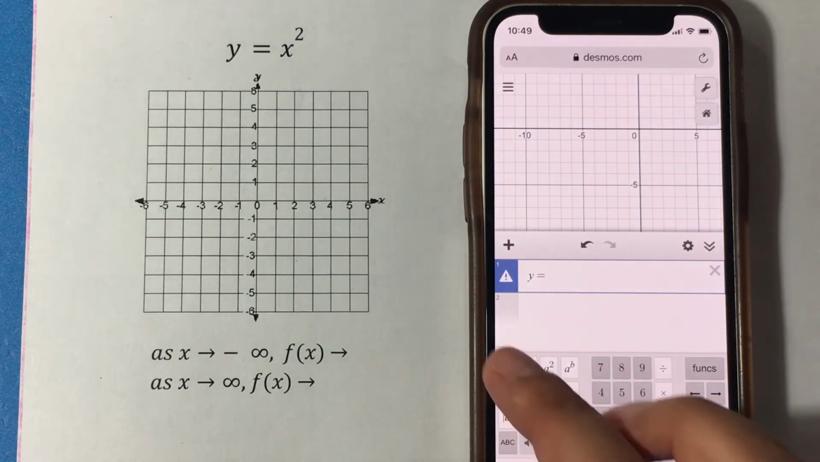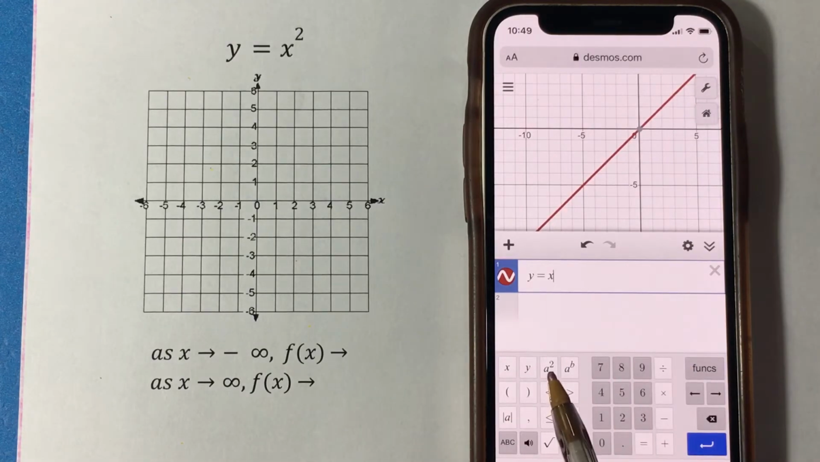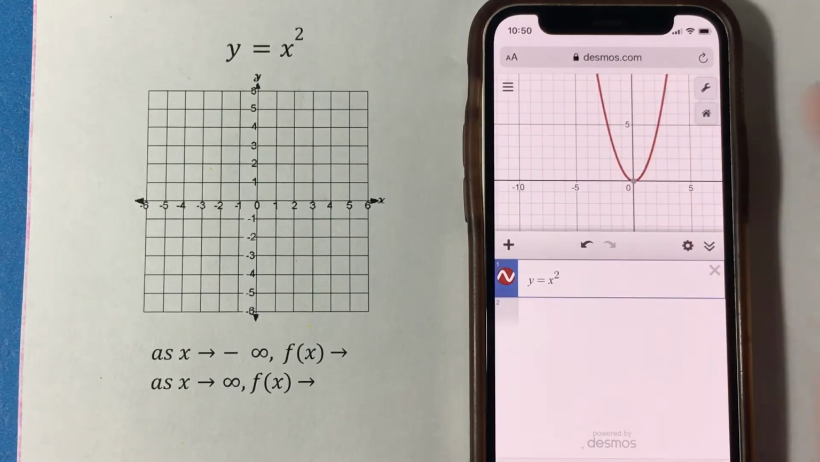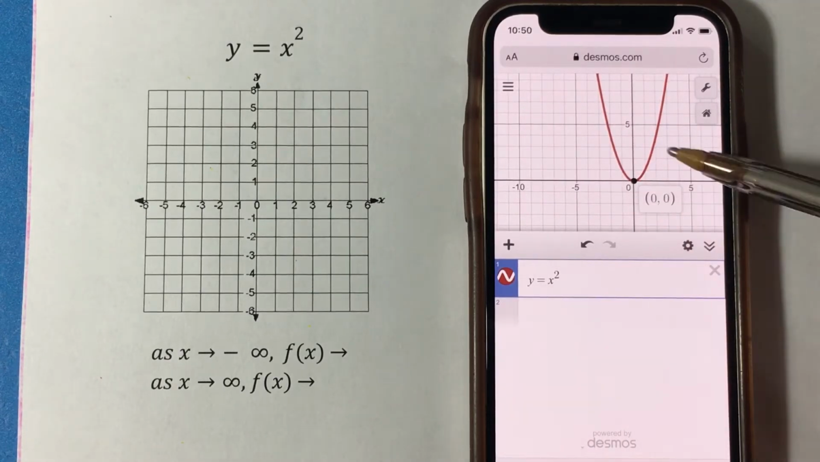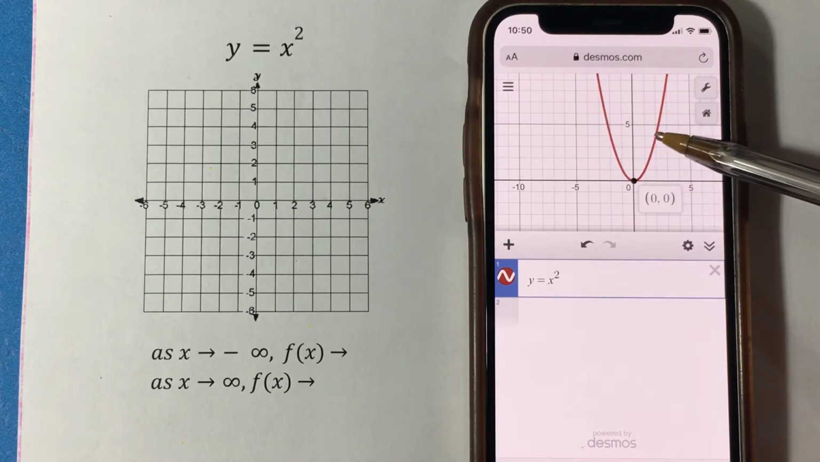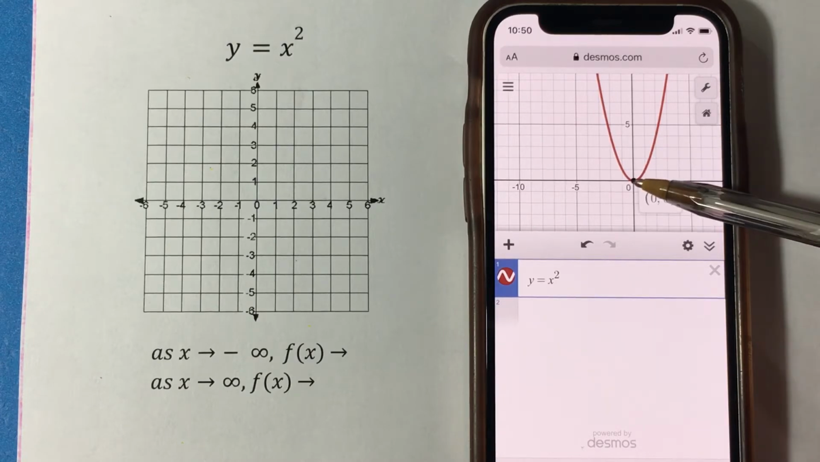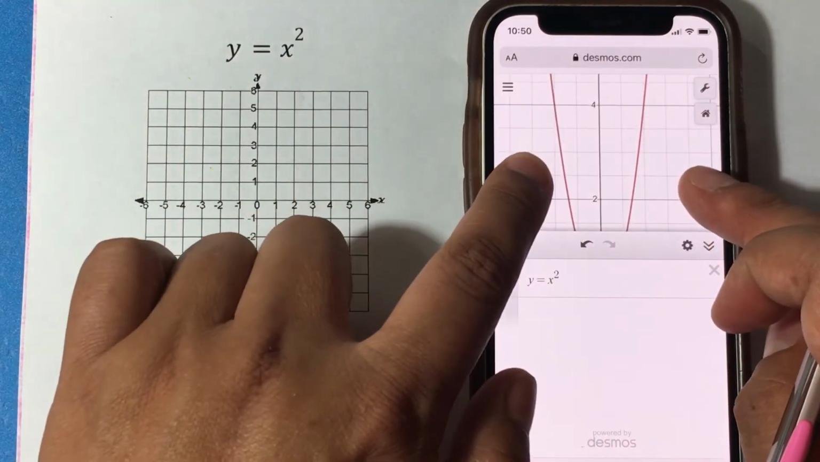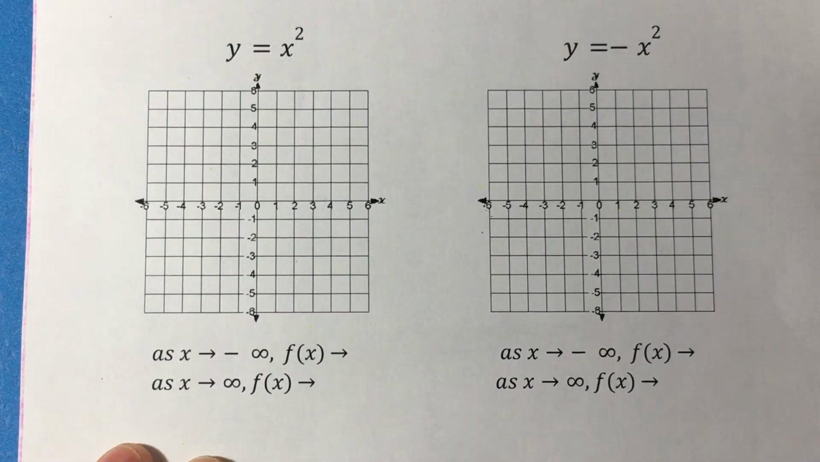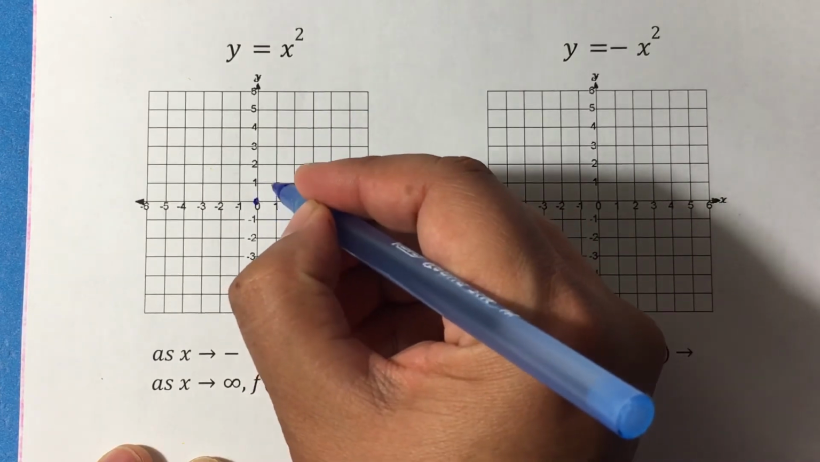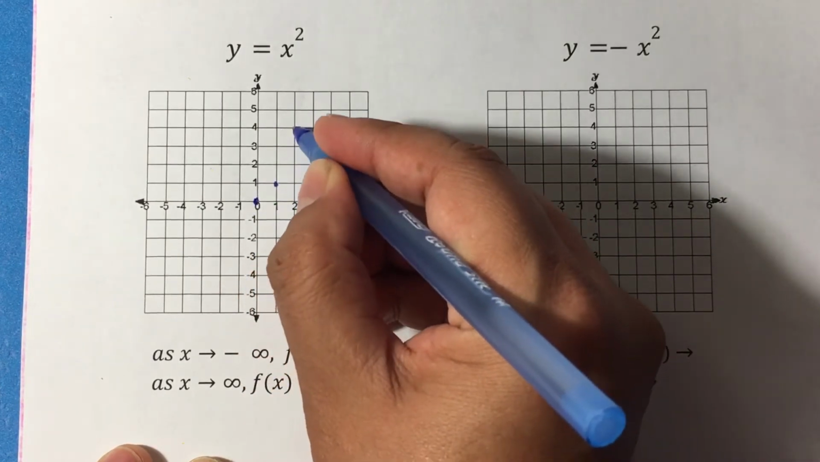For y equals x squared, for the square you just press a to the second power. We're looking here, it's at 0, 0, but then we can guide ourselves: 1, 1 is right there, and the other point is right here, which is 2, 4. Same on the other side: -1, 1, and -2, 4. You can expand it if you need to. So our graph is at 0, 0. 1 to the second power means 1 times 1 is 1. 2 times 2 is 4.